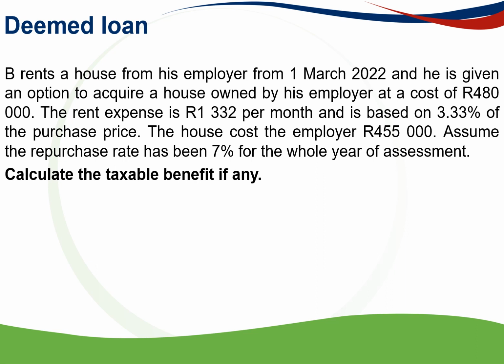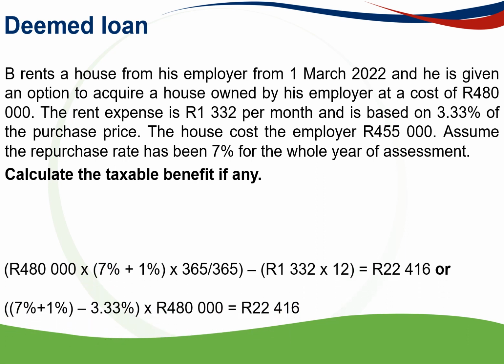So we know a deemed loan is when an employee rents a house from an employer and is given the option in the agreement to purchase the house at a future date at the stipulated price in the agreement, which was done here, and there must be a rental expense paid that's determined on the value of the purchase price of the house in the agreement. So we see that also happens here. So the requirements are met for this fringe benefit to be calculated. So now we must calculate it.